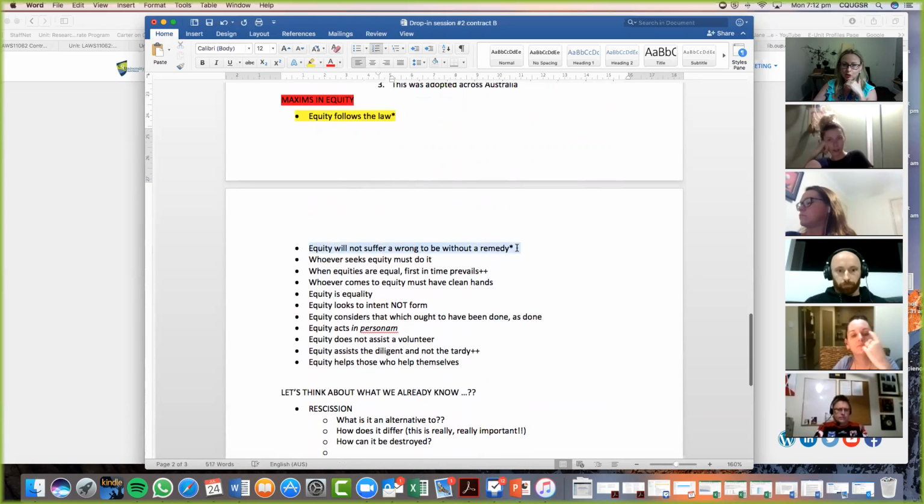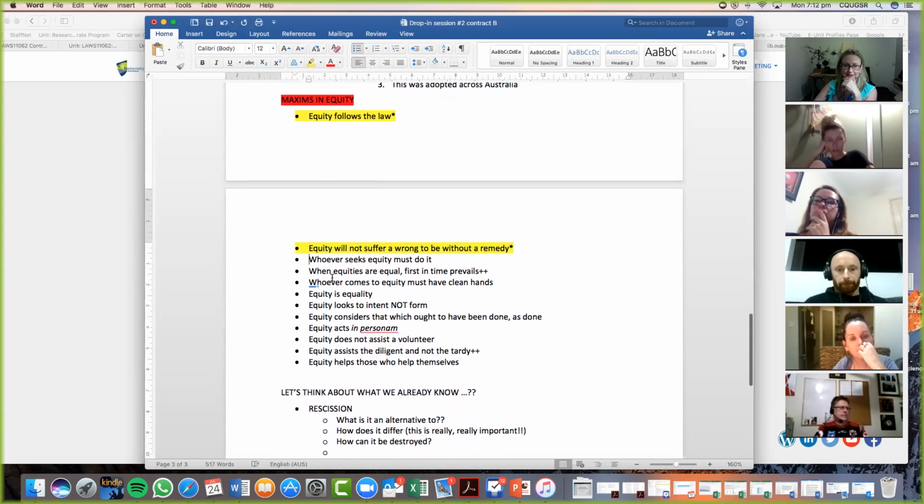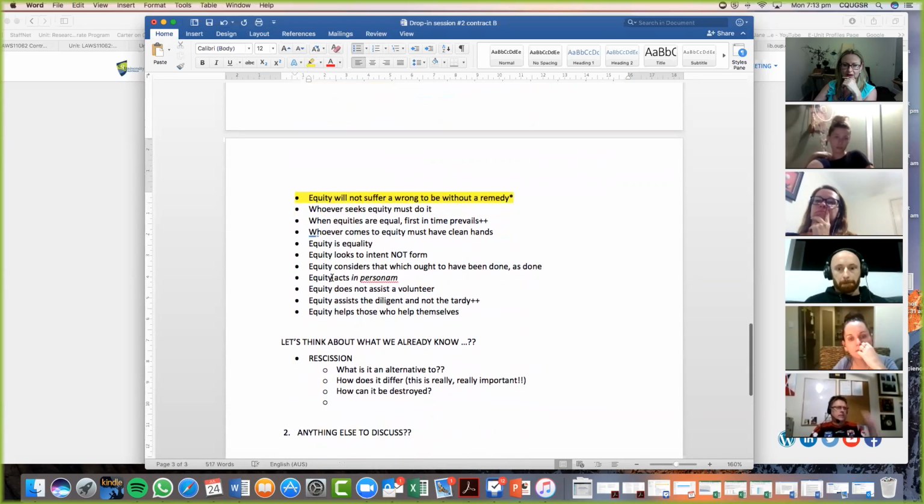Equity won't suffer a wrong to be without a remedy. So this is where you start to get your tailoring of your equitable remedies. Yes? Tends to be much more flexible than common law results.